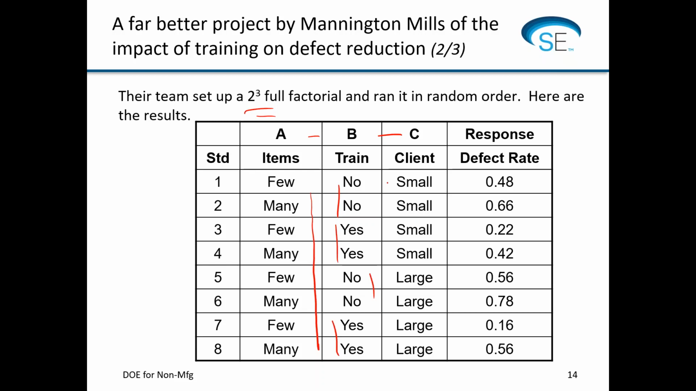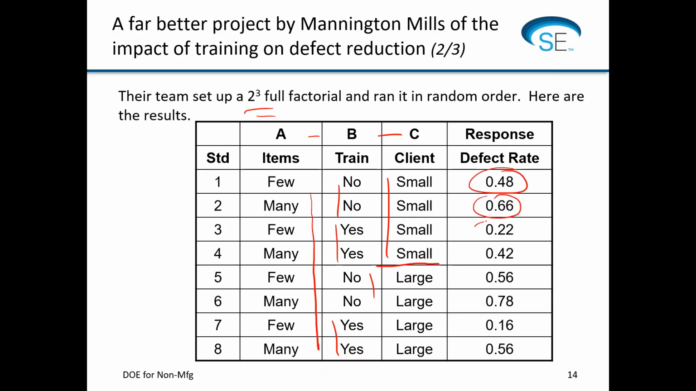And hopefully they did this in random order, because you don't want to have a plan for experimentation that changes one factor all at one level and then all at the other, right? So you want that to be in a random plan. So here we're measuring defect rate. So I would imagine they filled out 20 forms or something, and then they measured how many of them had at least one thing wrong with it.